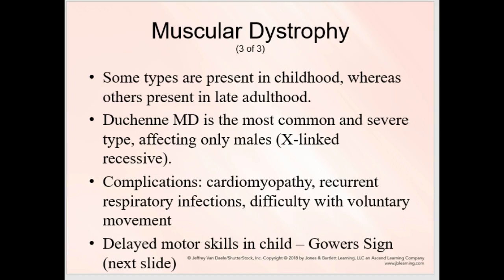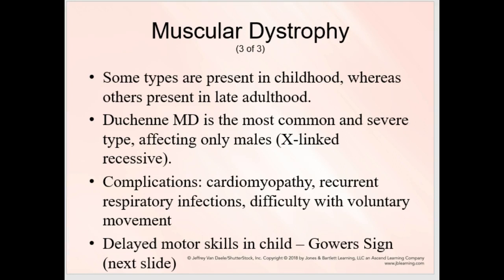So you could have obvious difficulty with voluntary movement, and it can affect heart muscle. You can have cardiomyopathies. You could also have respiratory infections because, don't forget, your diaphragm is skeletal muscle. So muscular dystrophy can also damage your diaphragm and skeletal muscle, and you can't breathe as well. You also use your intercostal muscles with respiration. That is also skeletal muscle.